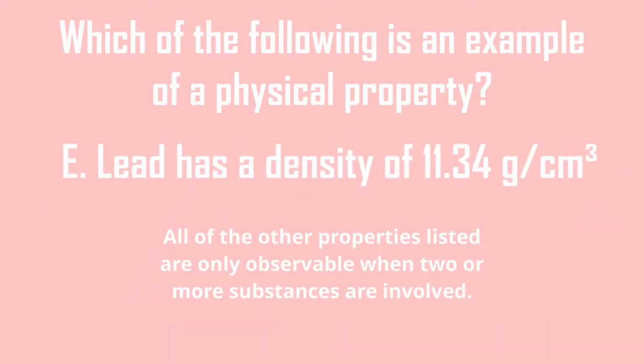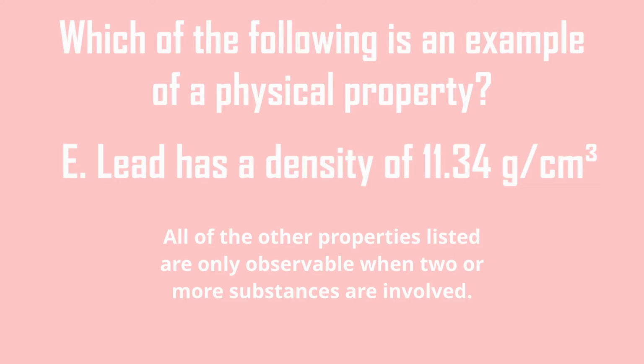In this case, the answer is E. Lead has a density of 11.34 grams per centimeter cubed. You may have noticed that among all the other properties listed, they are only observable when two or more substances are involved. This is a common theme among all chemical properties.